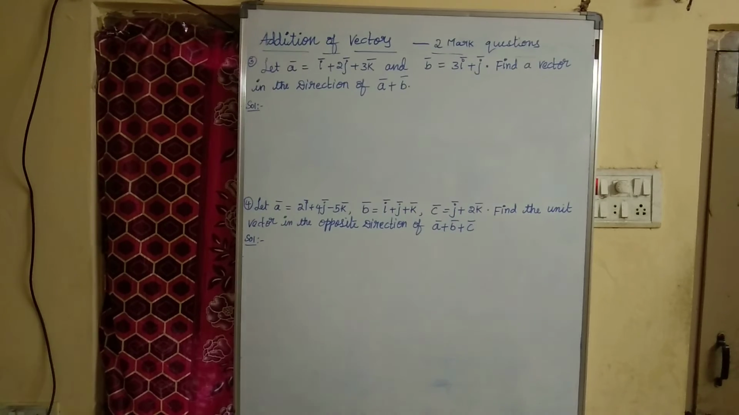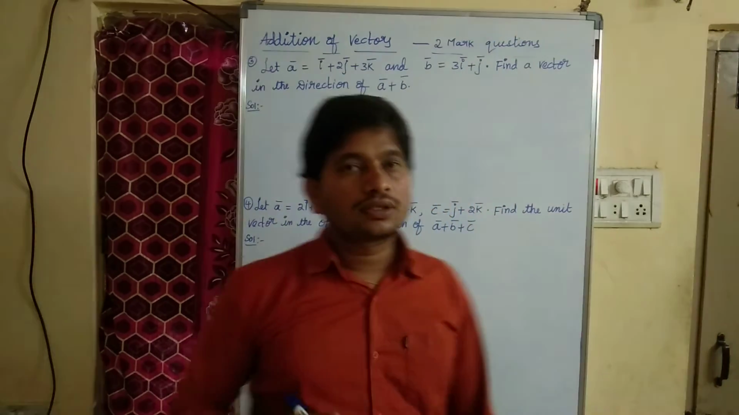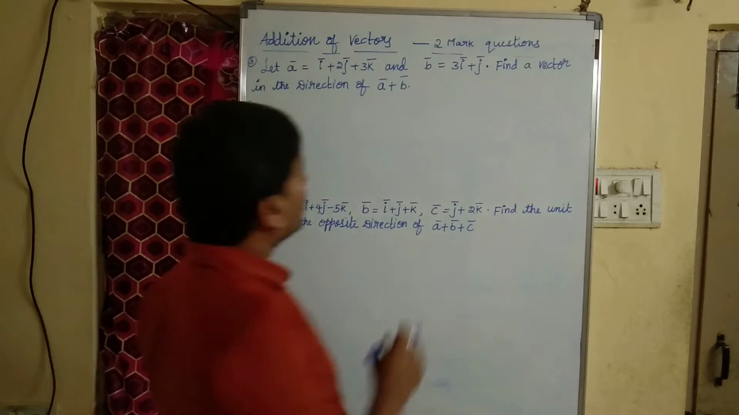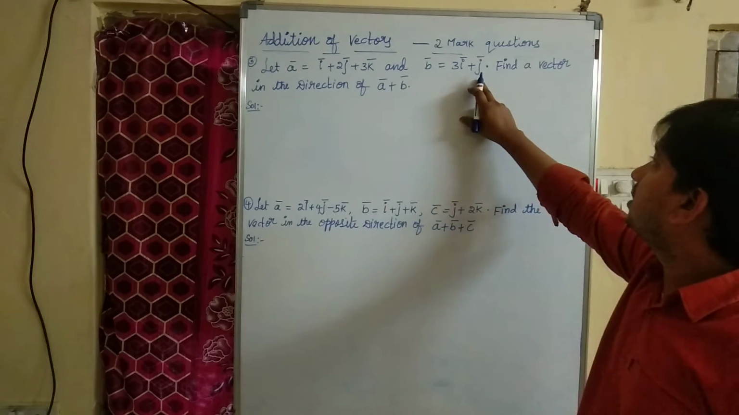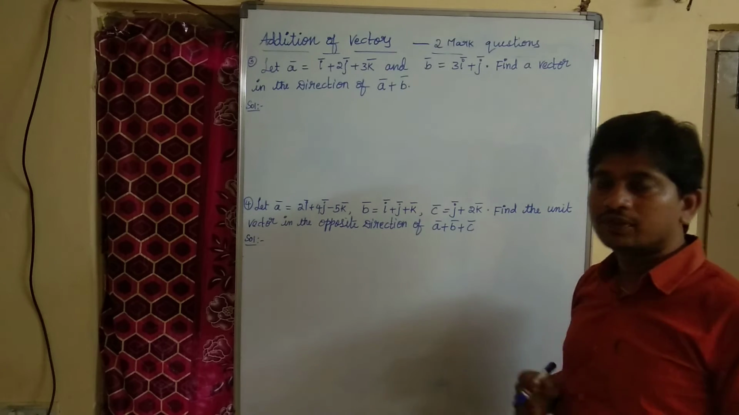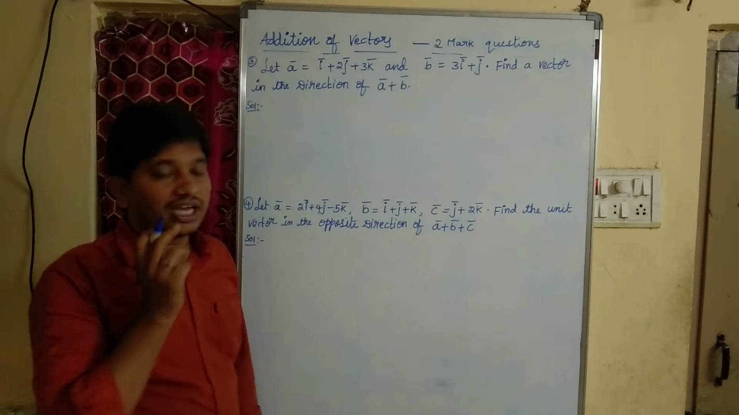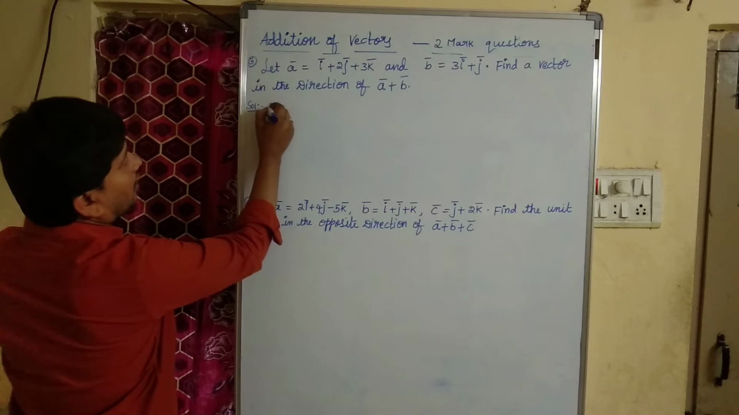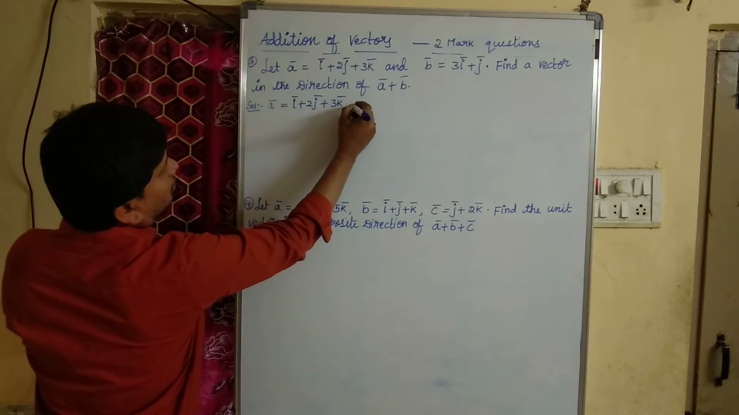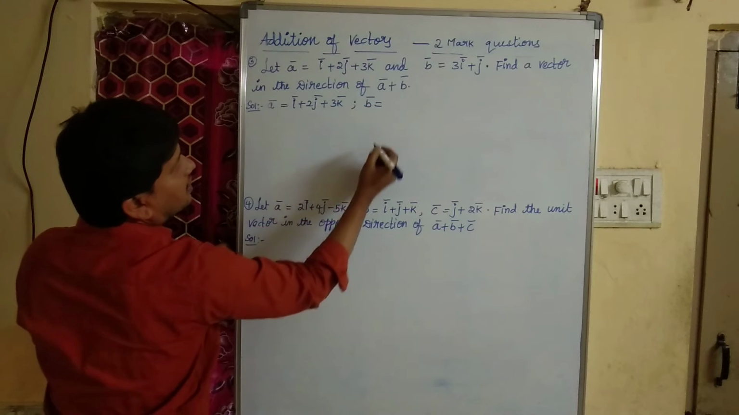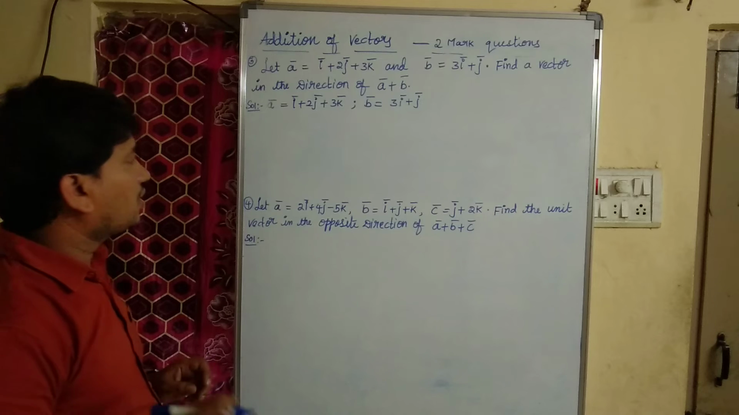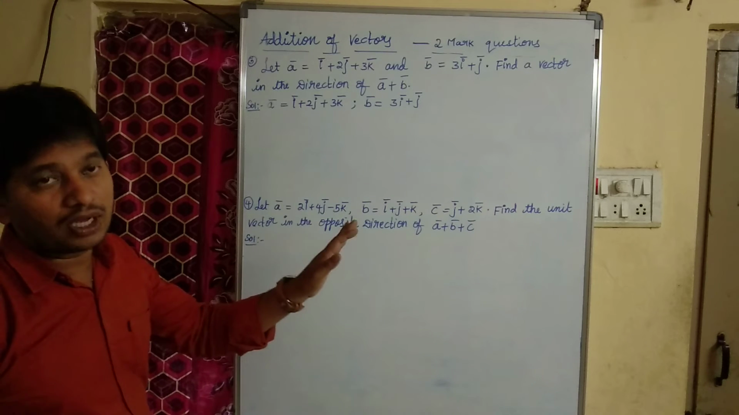Now coming to third question. Let A bar equal to i bar plus 2j bar plus 3k bar and B bar equal to 3i bar plus j bar. Find a vector in the direction of A bar plus B bar. The same method. Here they have given two vectors. Vector A bar is i bar plus 2j bar plus 3k bar and vector B bar is 3i bar plus j bar. They are asking to find the unit vector in the direction of A bar plus B bar.